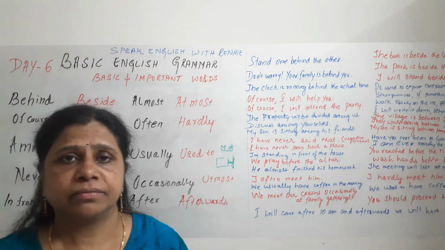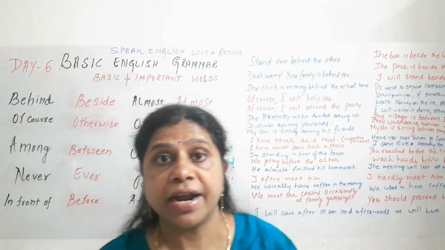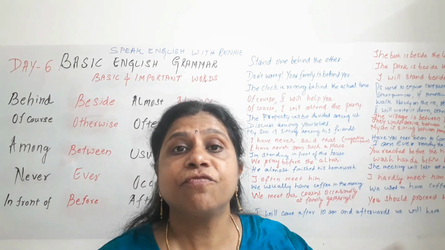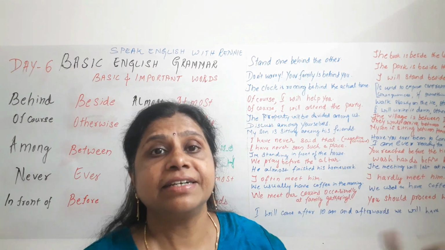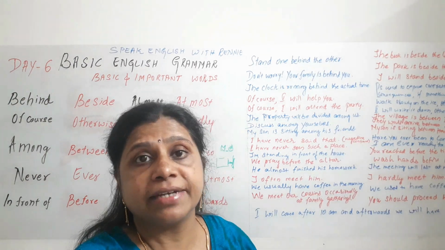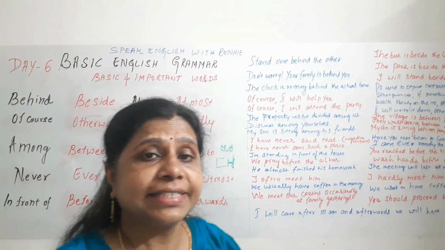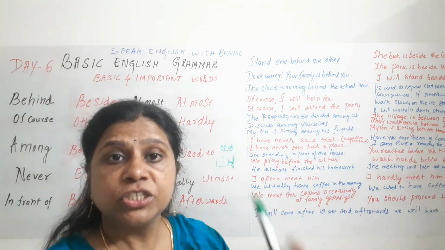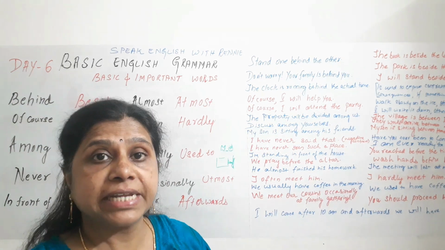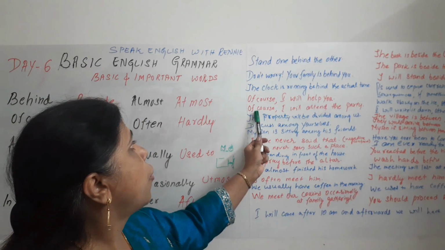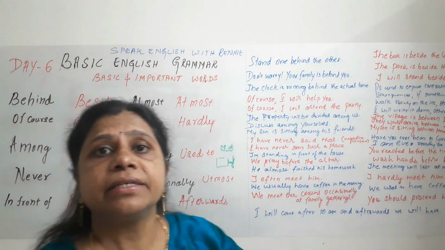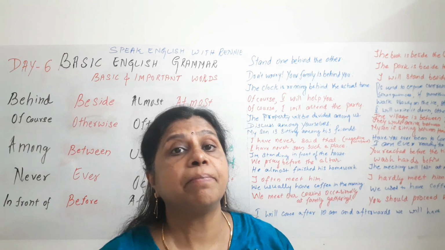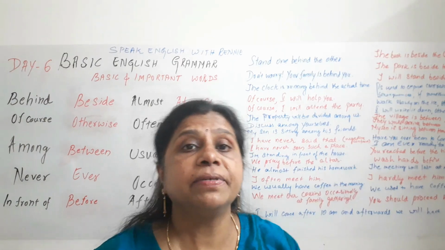So of course means certainly, sure, 100%. Otherwise means or else, if not. That means there is a condition. If it is not that, like that. Okay. So let us see in the sentence. Of course I will help you. That means surely I will help you. 100% I will help you. Of course I will attend the party. That means surely I will attend the party. That means I will not miss the party.